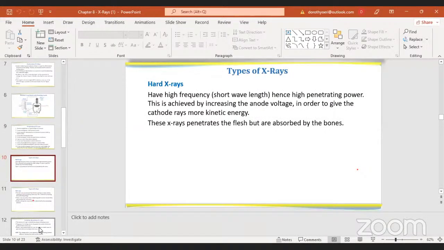Since we have covered the production and the properties of X-rays, let's move on to types of X-rays. There are two types of X-rays, hard and soft. Now, what do we mean by hard X-rays? Or why are we classifying certain X-rays as hard and others as soft?